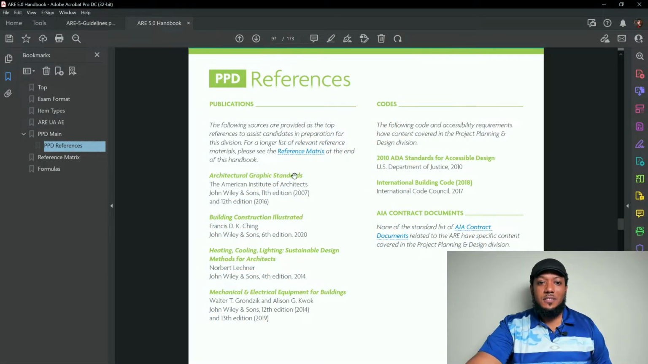Architecture Graphic Standards is self-explanatory. Maybe your office has one or your school. You really just need to go through understanding how particular systems work. You can try to read it, but it's thousands of pages. I think it's better to say, let me go to a certain level.